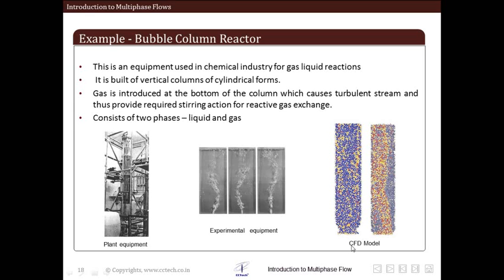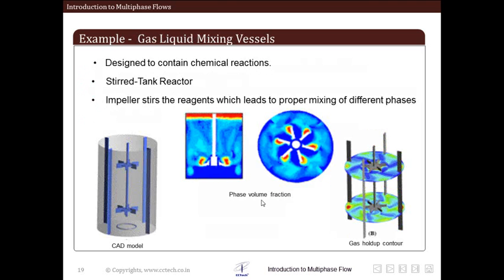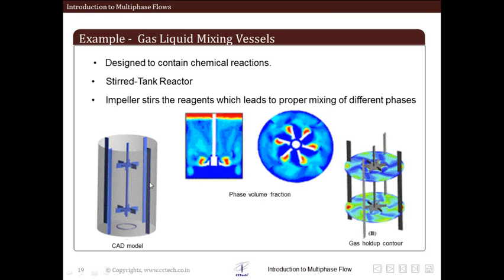And this is the CFD model. Some contours of gas bubbles from a CFD model. These are the phase contours, as you can see here, a stream of bubbles. This is one example of a multiphase system. The next is a gas liquid mixing vessel. Now, you can guess from the image itself that this is basically a kind of mixing vessel in which the mixing is carried out by rotation of impeller type blades.